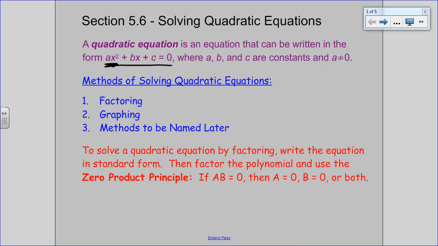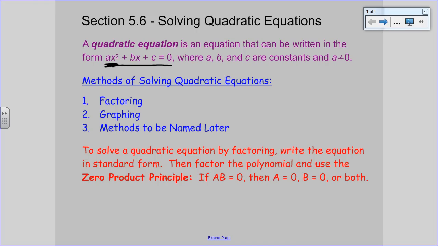There are several different methods that can be used to solve quadratic equations. In section 5.6 of your textbook, we cover 2 of those methods, factoring and graphing, but we'll cover several other methods later in this course. In this video, we're going to focus on the first method, solving a quadratic equation by factoring.